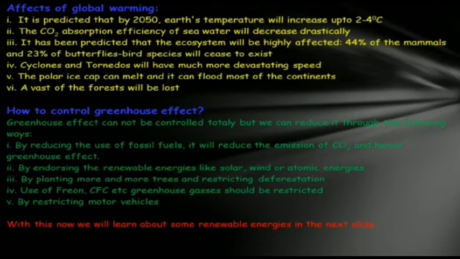Now, how to control this greenhouse effect? The greenhouse effect cannot be controlled totally, but we can reduce it through the following ways. By reducing the use of fossil fuels, it will reduce the emission of CO2 and hence the greenhouse effect. By endorsing renewable energies like solar, wind or atomic energies, by planting more and more trees and restricting deforestation, and by restricting the use of freon, CFC, etc., greenhouse gases should be restricted. By restricting motor vehicles. Now we will learn about some renewable energies in the next slide.